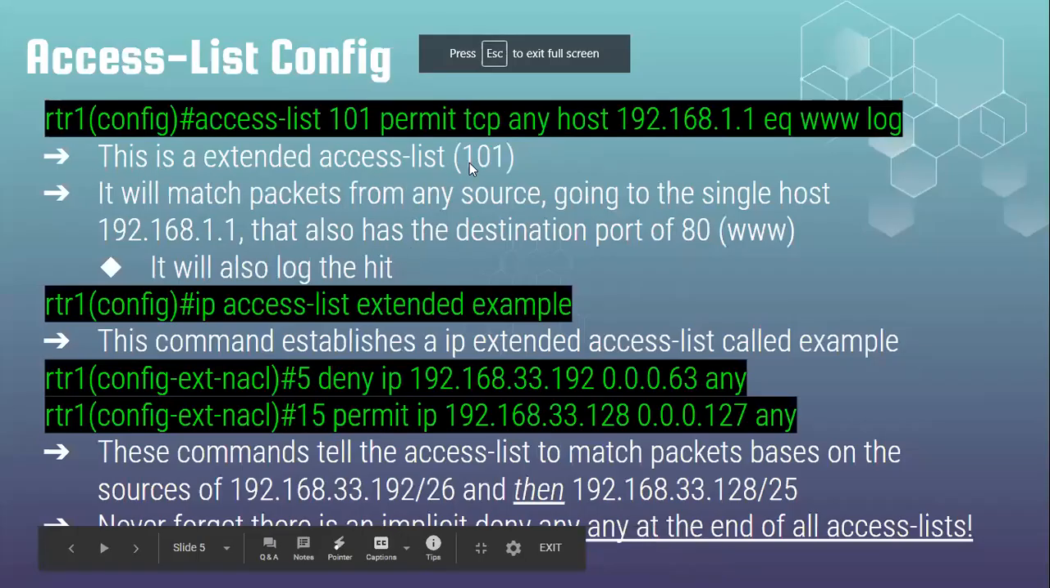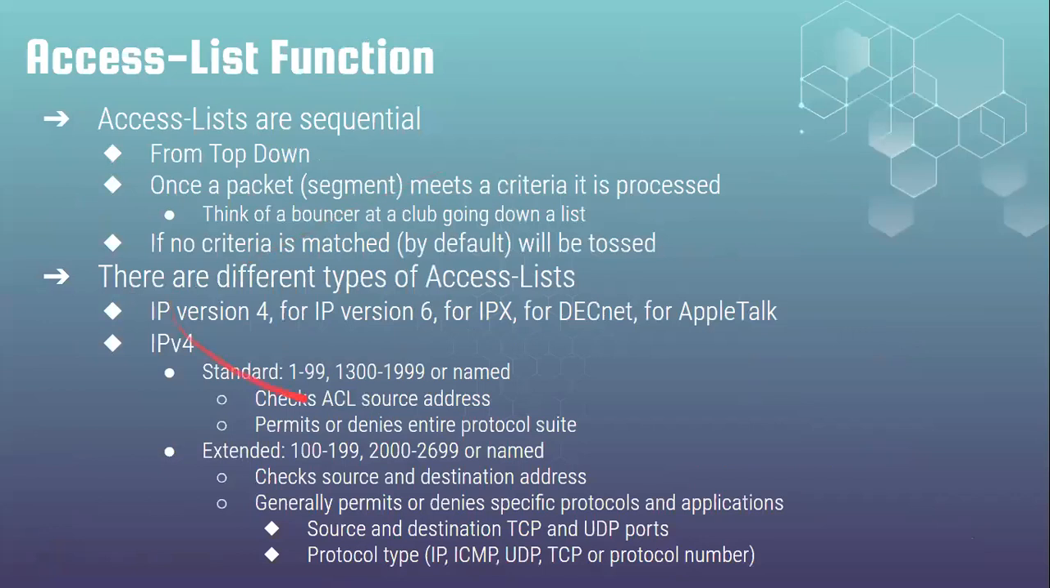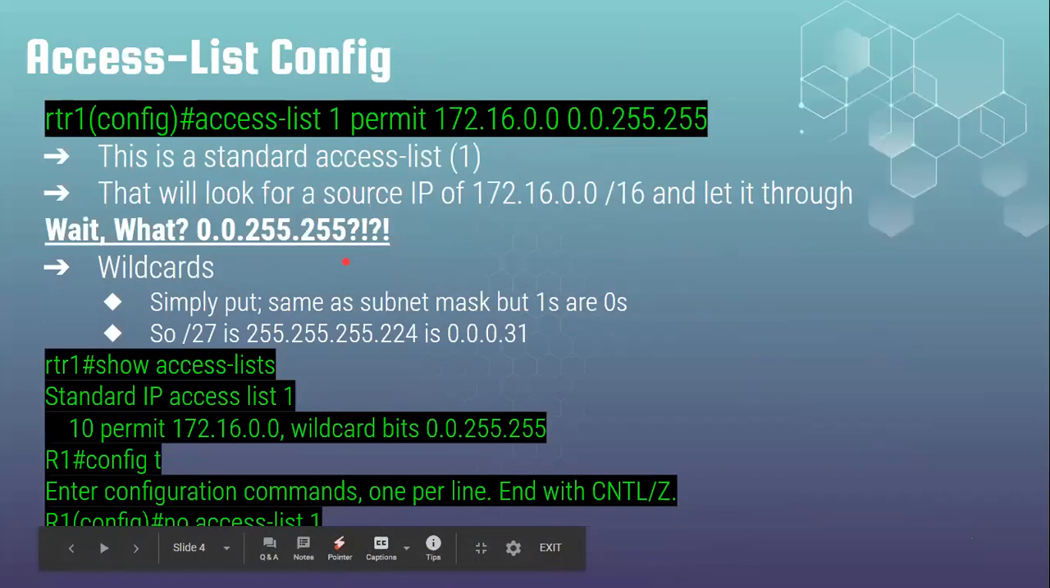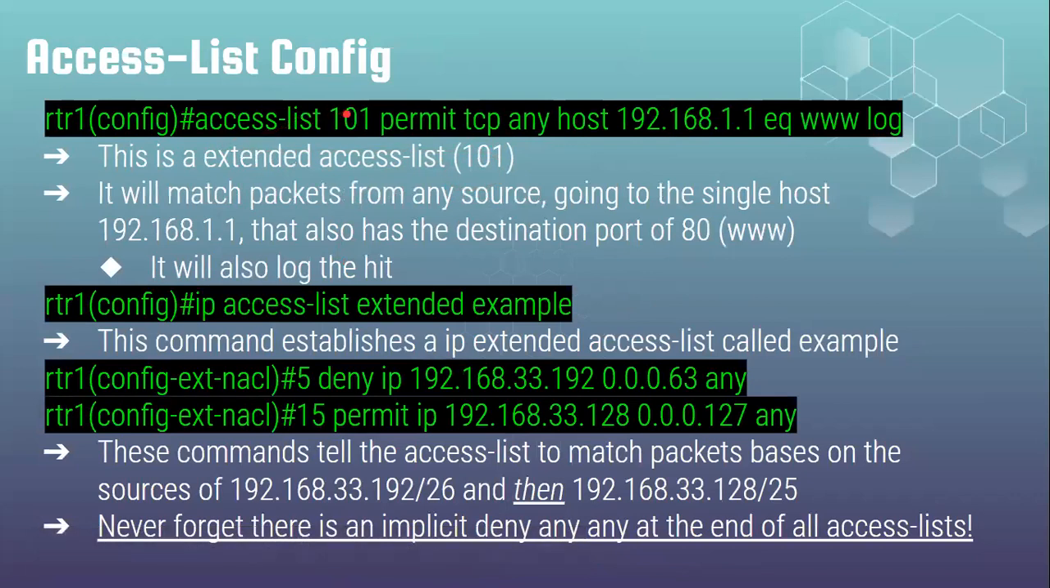This is an extended access list 101. We know that because that's my number right there. We know it's extended because it's 101. It's 100 and above. Let me make sure I got that right. Yeah, 100 to 199 is an extended access list. So we know this is extended by the number I used. We're going to talk about names in a little bit. This is a named one. We'll talk about that in a second. It's a little bit different to set up.